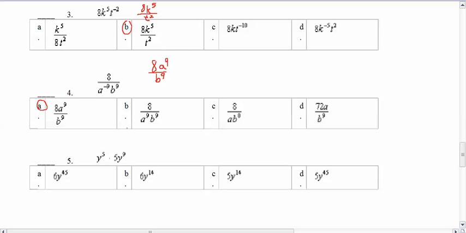Okay, number 5. I'm going to keep my 5. I just have one number. Now I've got multiplying bases, so I'm going to add exponents, so it's going to be y to the 14th. So 5y to the 14th, and it looks like it's letter C.